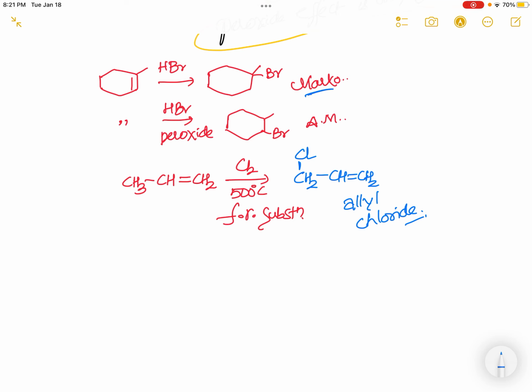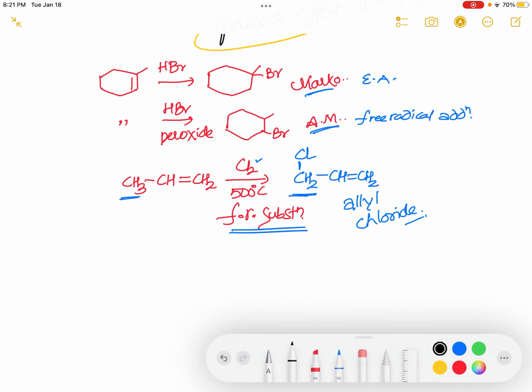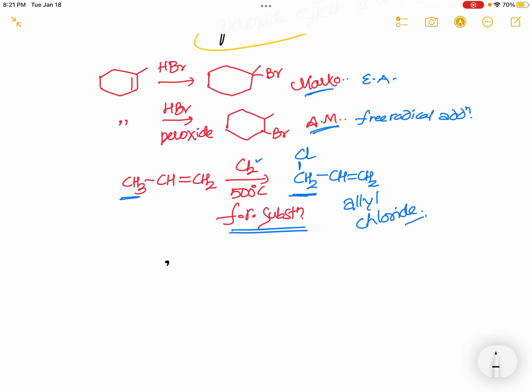One line I forgot. Markovnikov addition is electrophilic addition, but anti-Markovnikov addition is free radical addition. Remember this time, free radical addition it is. So here, this is the allylic carbon, and on the allylic position chlorine is coming, so this is free radical substitution. Chlorine at high temperatures you can use. Bromine, if you want, at high temperature is also fine.